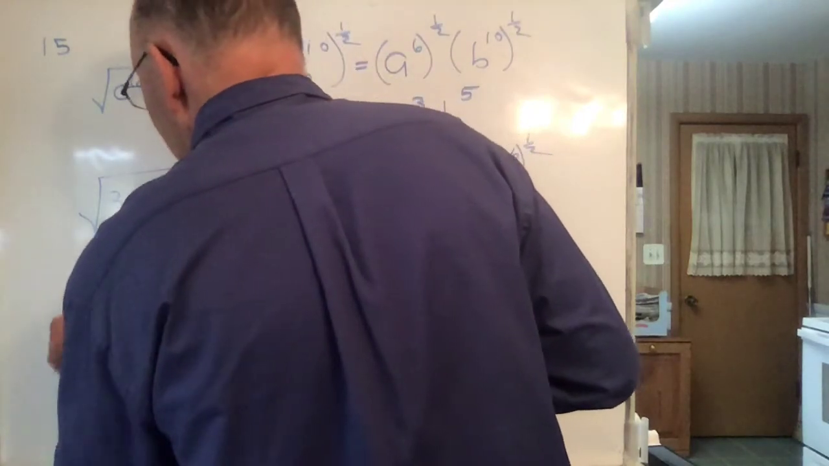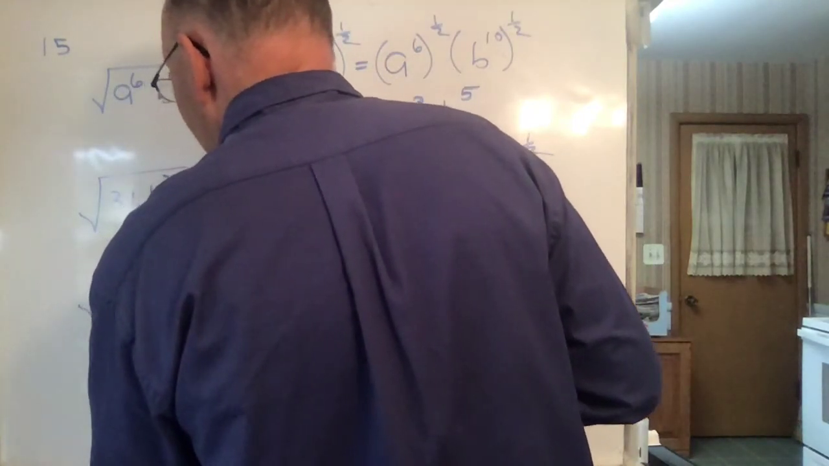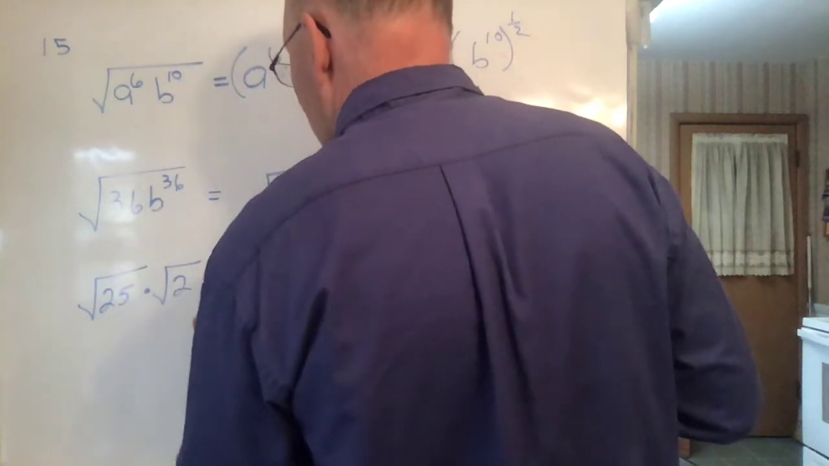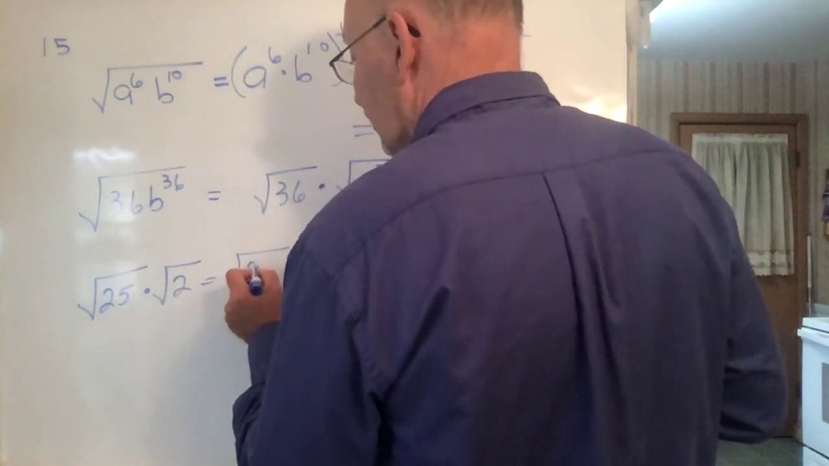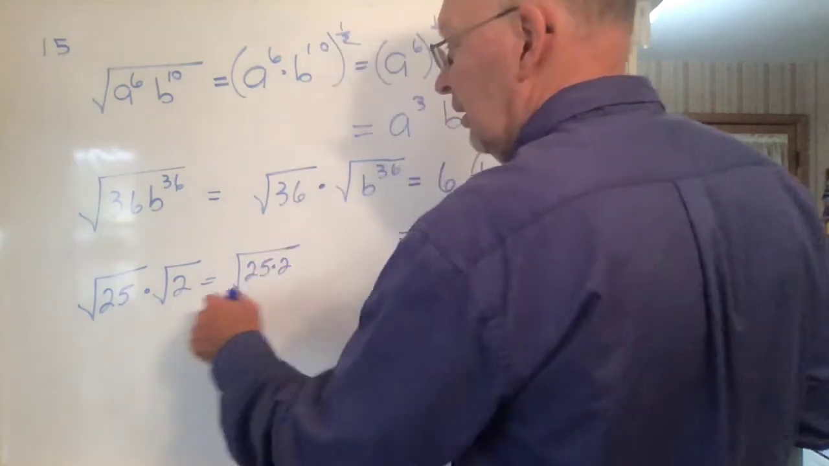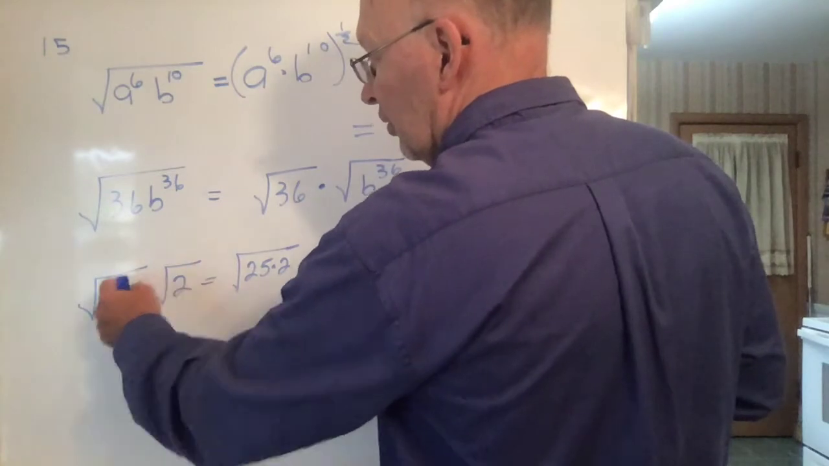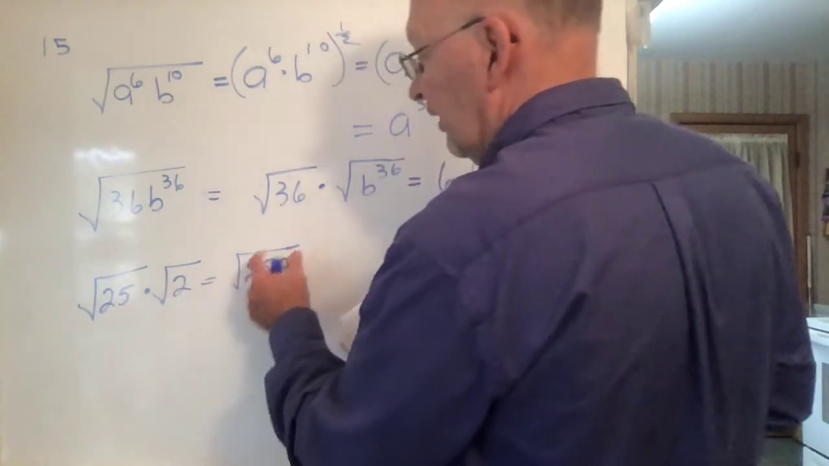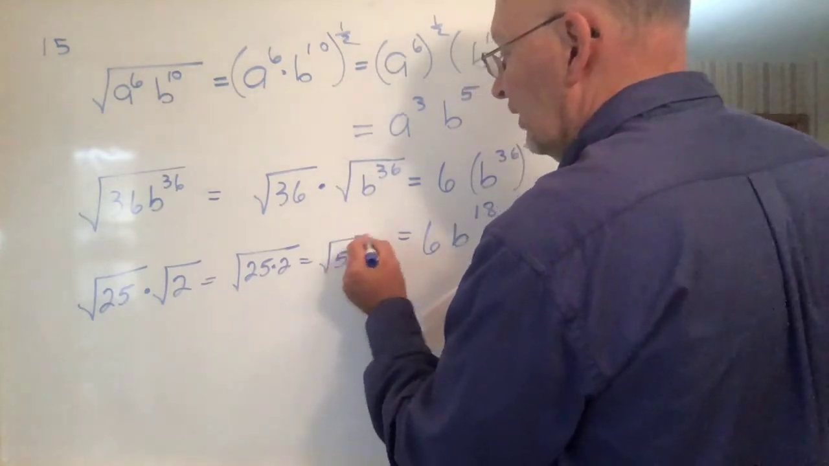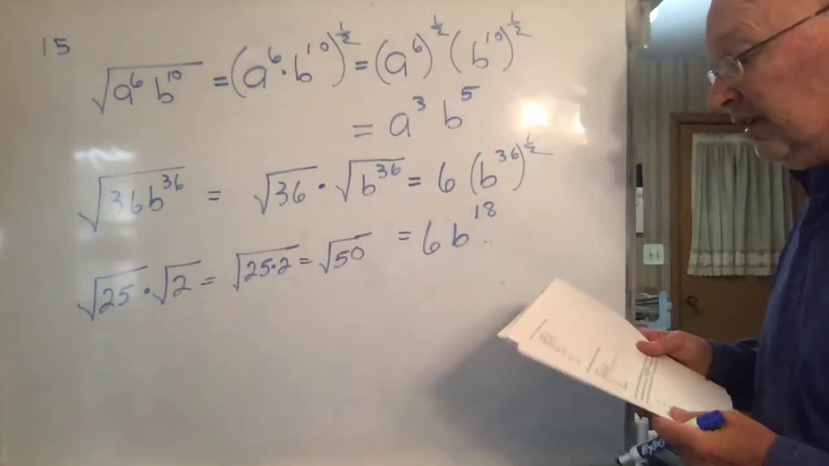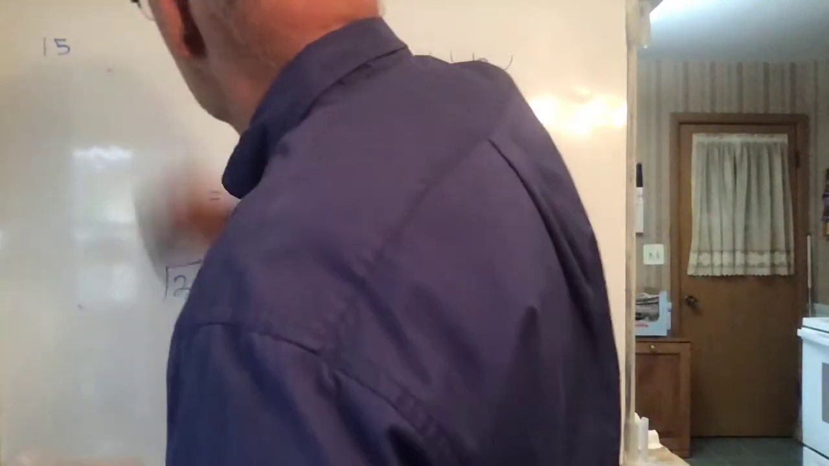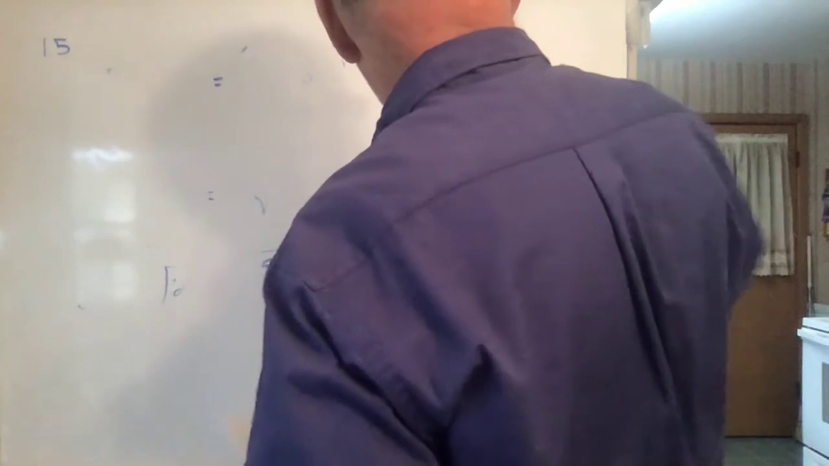Next one says, can I take the square root of 25, multiply it by the square root of 2, is that equal to the square root of 50? And the answer is yes, because again, as long as things are being multiplied, I can take the product of square roots, and that's equal to the square root of the product. So that's correct. Okay, I guess I have to erase these now to give me some more room.